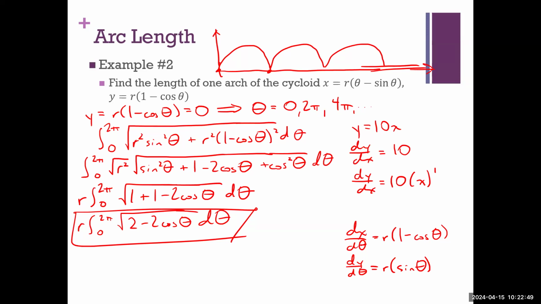How we doing? So the last thing I wanted to show you was a couple examples on how to work with arc length in this coordinate system, in this representation system.